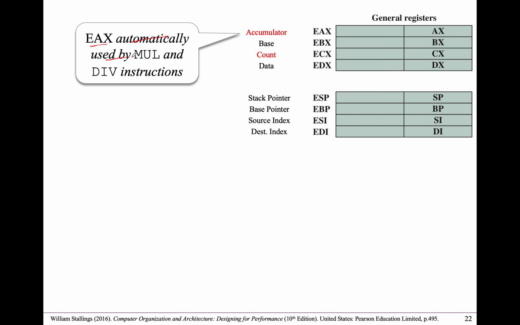EAX is automatically used by the MUL and DIV instructions. Let me give you an example: if this is an adding process, you will not automatically use EAX, because EAX is only automatically assigned by MUL and DIV. So you need to note the keyword automatically. If you have multiplication operations, normally you're going to use EAX or AX as the register.